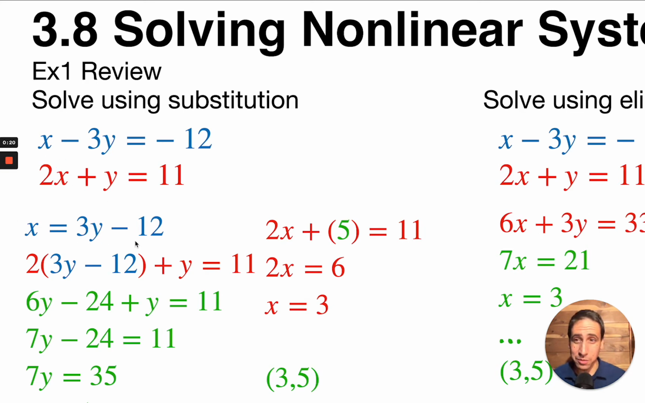So what does x equal? X equals 3y minus 12. And that's exactly what we're going to put right here instead of x. We're going to rewrite the red equation, and instead of x, I'm going to write the blue equation, 3y minus 12. So there it is, 2 times what used to be x, plus y is equal to 11.